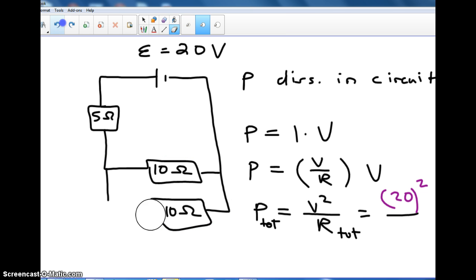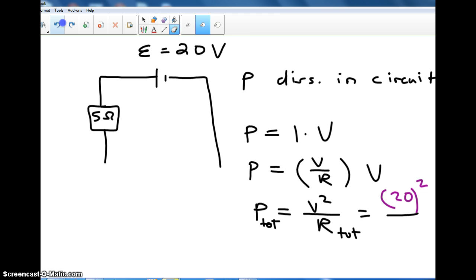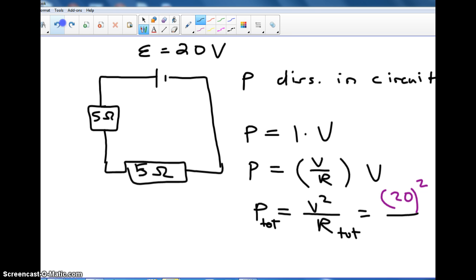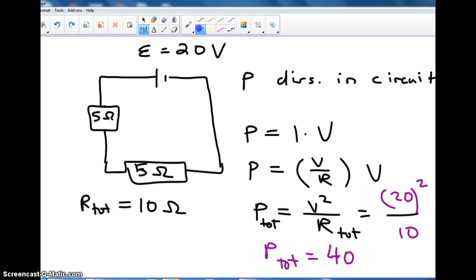We can replace the two 10-ohm resistors with a single resistor equal to the equivalent resistance. And of course, the equivalent resistance, when they're in parallel like that, is just half the value. We can use the half trick because both of the resistors in parallel were 10 ohms. And then we add up 5 and 5 to get the total resistance, which is 10. So what would we put in the denominator right here? We would put 10. And when we calculate the total power dissipated by this circuit, we'll have 400 over 10, or simply 40 watts.